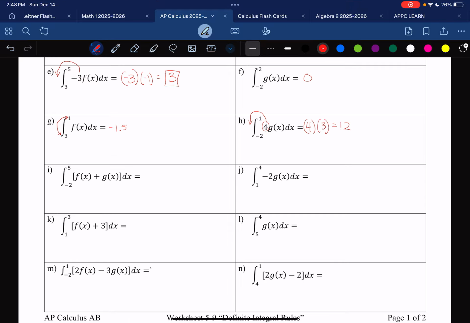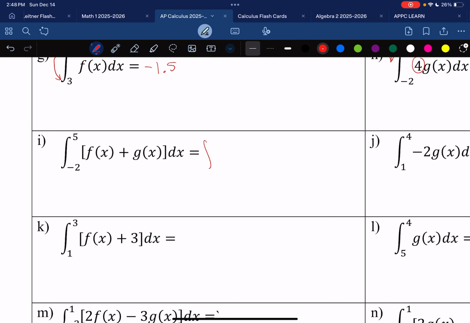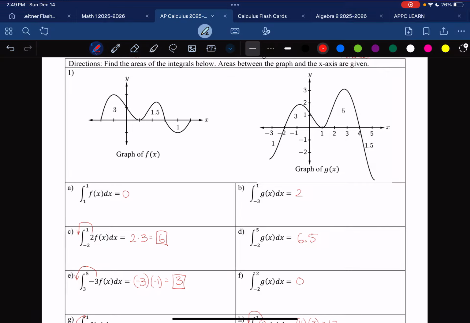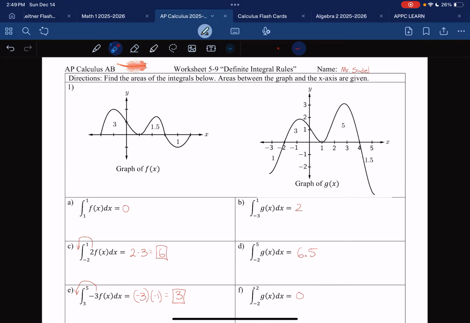Moving on to part I. Okay, so this is F and G together. I'll write some notes. This is really the integral between -2 and 5 of F, plus the integral from -2 to 5 of G. All right, so integral between -2 and 5 of F. Have we done that yet? Between -2 to 5, so it's everything over here. So this is a -1, so really those two add up to a positive 0.5, so it's 3.5.